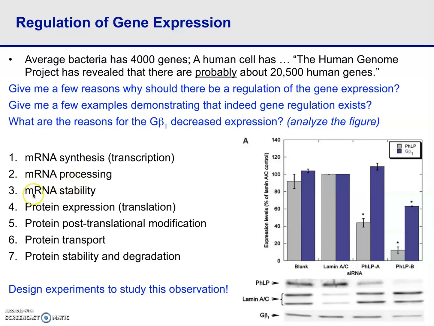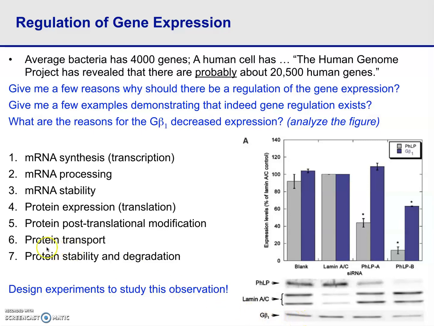Or was there a problem with its stability? Or was there a problem with protein expression or translation? Or perhaps translation was fine, but post-translational modifications of the G beta 1 was somehow interfered with, and that's why we have a decreased protein in the cells.